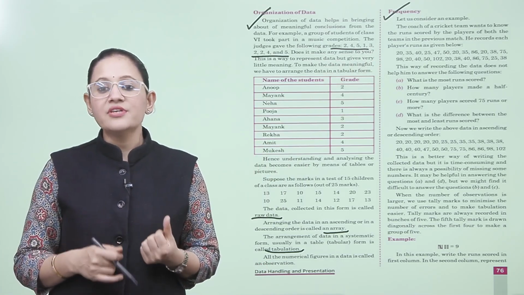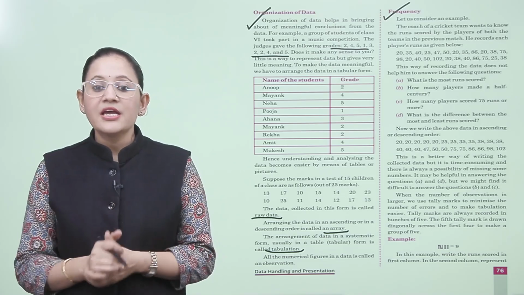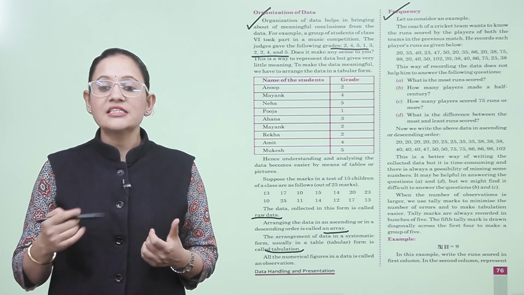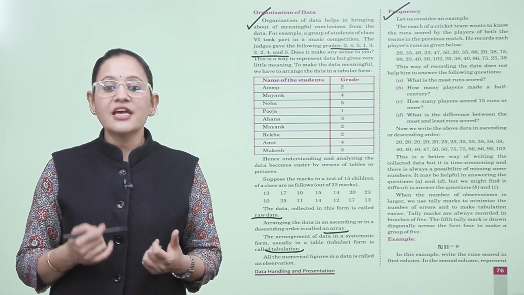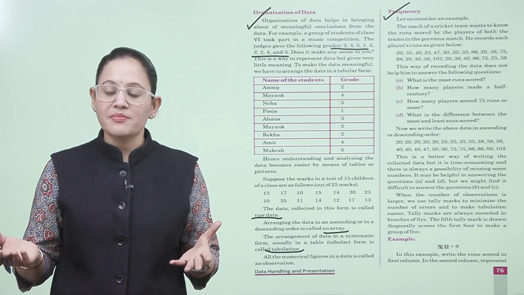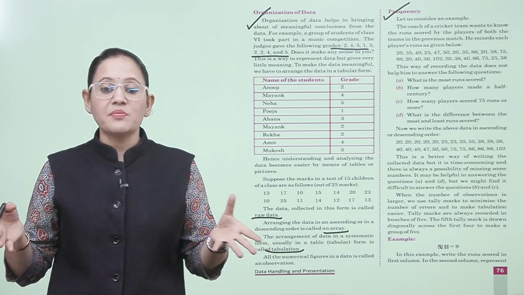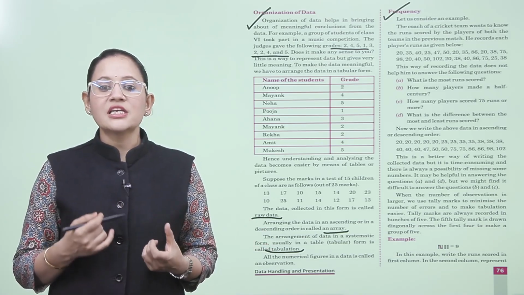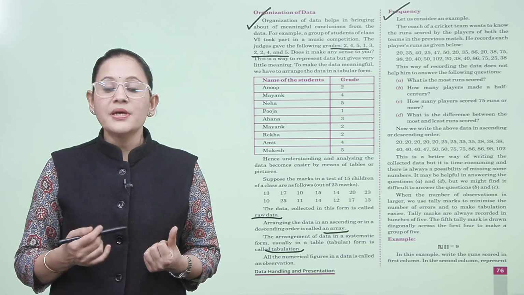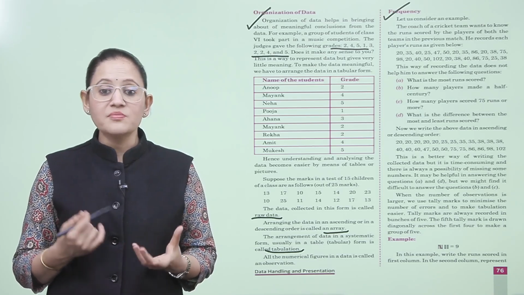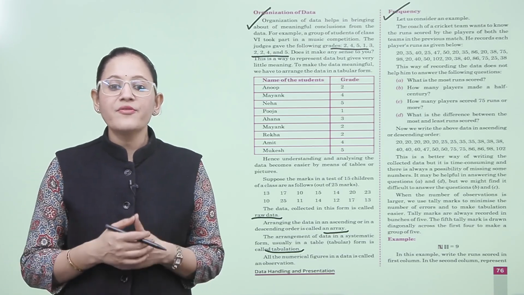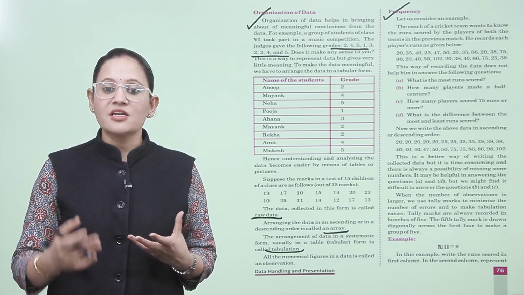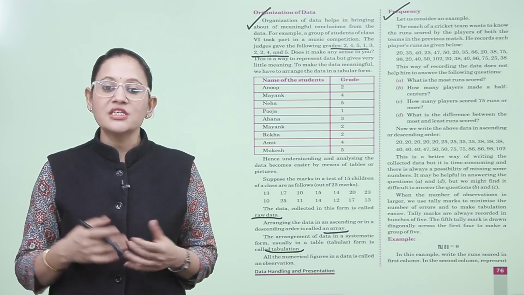Now, we write the above data in ascending or descending order. This is a better way of writing the collected data, but it is time consuming, and there is always a possibility of missing some numbers, because sometimes the data is very big. It may be helpful in answering questions A and D, but it might be difficult to answer questions B and C. When the number of observations is larger, we use tally marks to minimize errors and make tabulation easier.